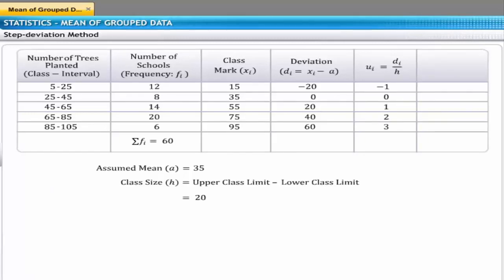Now, let us find the product of ui and the frequency fi for each class interval. This is denoted by fi ui. For the first class interval, this product will be equal to 12 into minus 1, which is equal to minus 12. Similarly, for the second class interval, this value will be 0. The remaining values are provided in the table. Now, let us add the products of fi and ui for all the class intervals. This value, summation fi ui, in this case comes to 60.